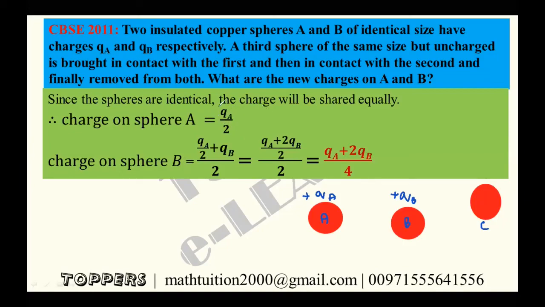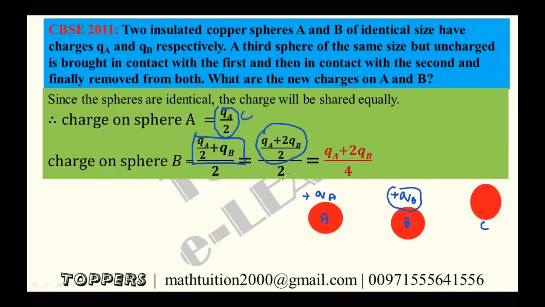So the charge on sphere B: this QA by 2 charge, which is on C now, has to be added with the charge on B, that is QB. So QA by 2 plus QB is the total charge. This total charge is divided by 2, equally distributed. QA by 2 plus QB will give you (QA plus 2QB) by 2. That is divided by 2.